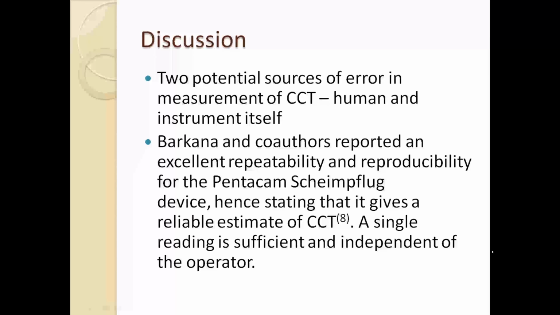Barkana and co-authors reported an excellent repeatability and reproducibility for the Pentacam Scheimpflug device, hence stating that it gives a reliable estimate of the central corneal thickness. A single reading is sufficient and independent of the operator.